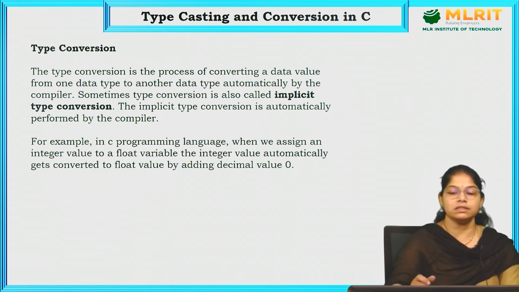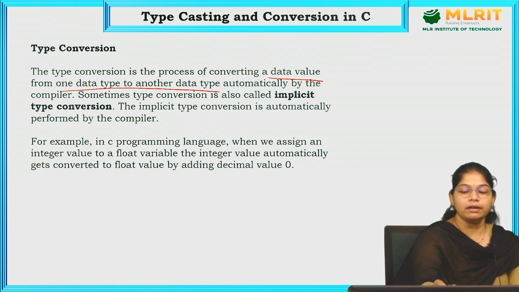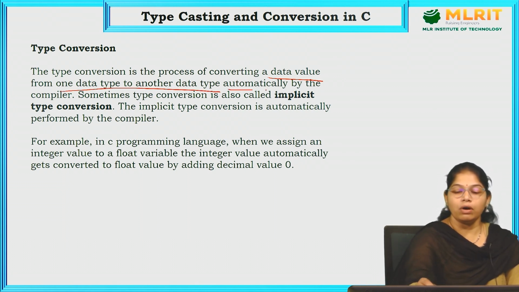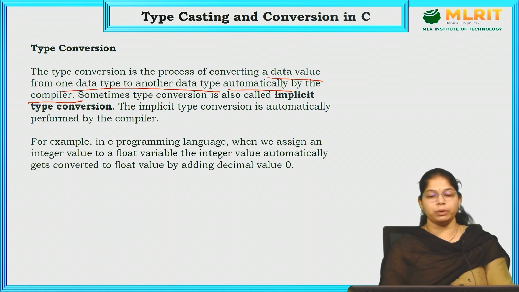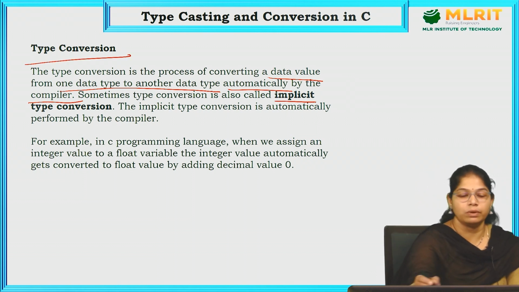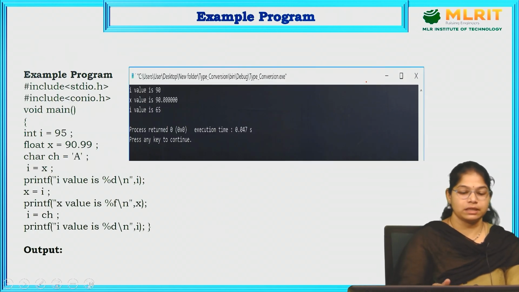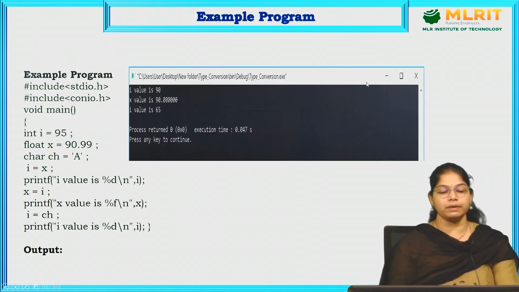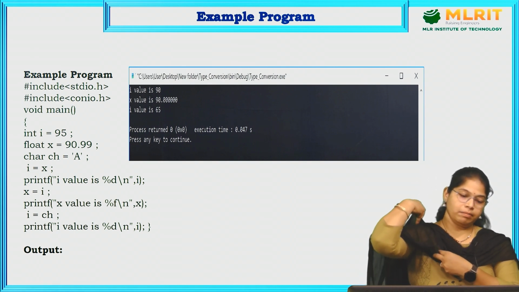Type conversion is a process of converting a data value from one data type to another data type, done automatically by the compiler without any intervention of the programmer. The user will not do anything. Automatically the compiler converts from one data type to another, which is called type conversion. It is also known as implicit type conversion. For example, now consider this example. What is a type conversion? It converts from one data type to another automatically by the compiler.